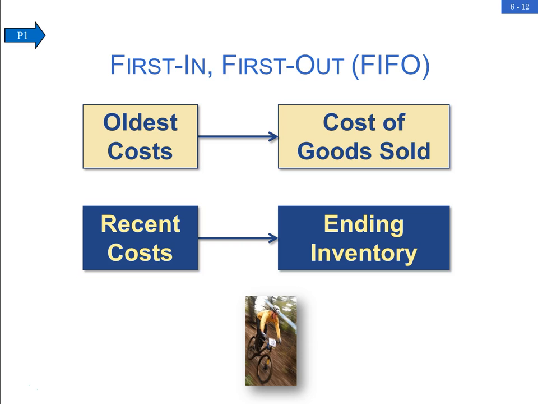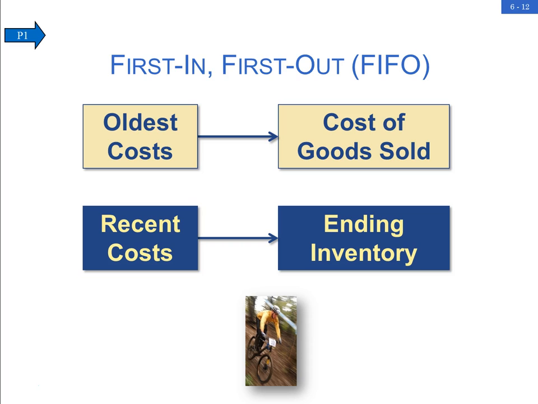Now remember, using a cost flow assumption really doesn't matter if your company actually follows a plan like that, as long as you stay consistent and you follow any one of these inventory flow assumptions. They are all accepted by generally accepted accounting principles. They just require that you maintain consistency. You don't go changing it just to benefit your numbers and make your company look like it's doing better.